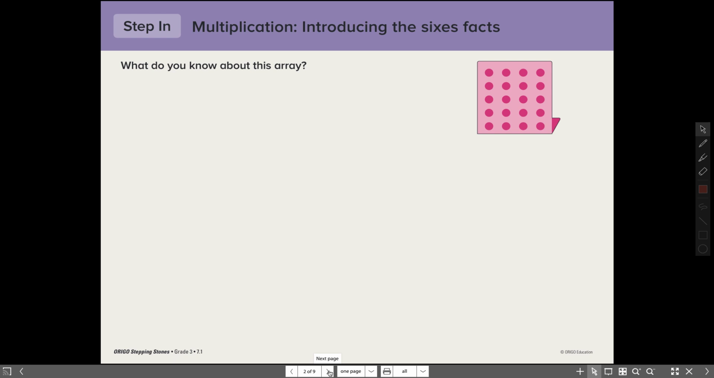Okay, what do we know about this array? Mr. Danny, because you're being so patient, what do we know about this array? There's 5 rows and 4 in each row. Okay, there's 5 rows times 4 in each row, which means we have how many? 20. Okay? Well, we just did it, right?